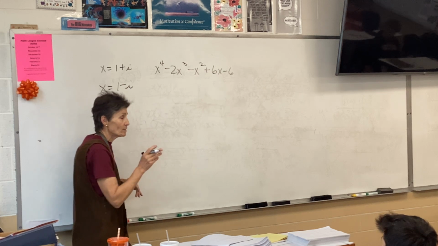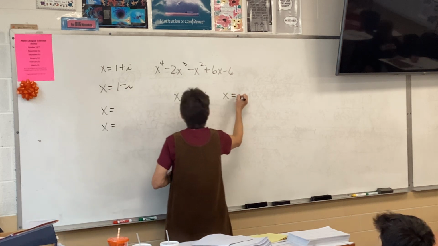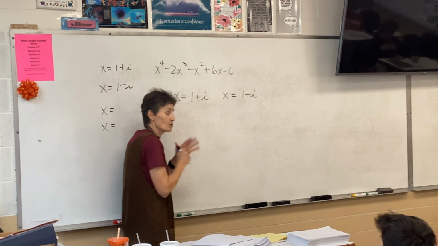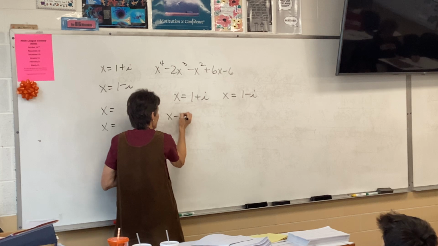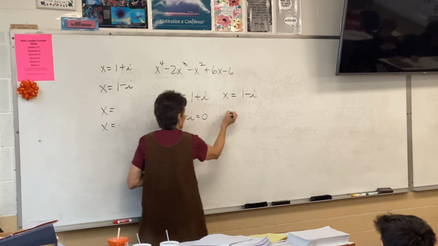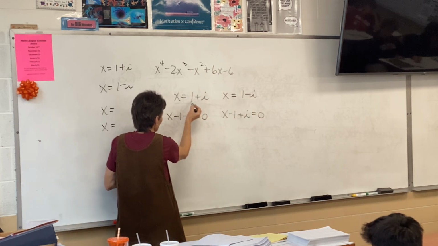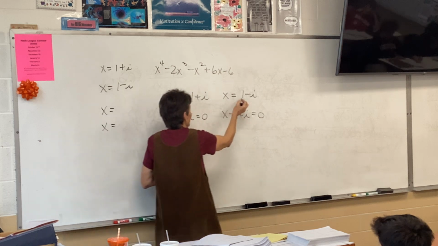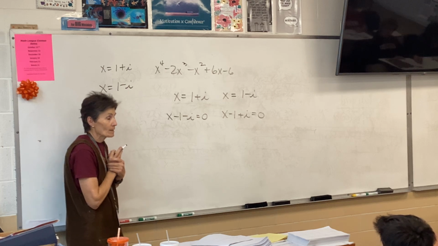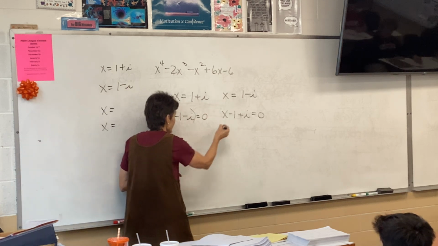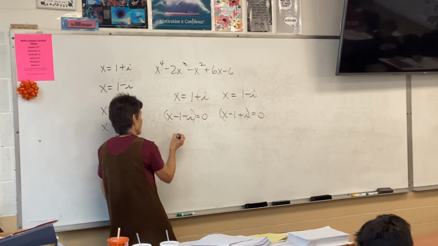Instead, what I'm going to do is take these two givens and move them over, set them equal to 0. So move the 1 over, move the i over, move the 1 over, move the i over. Everybody okay with that? Then I'm going to take these two things and multiply them times each other.